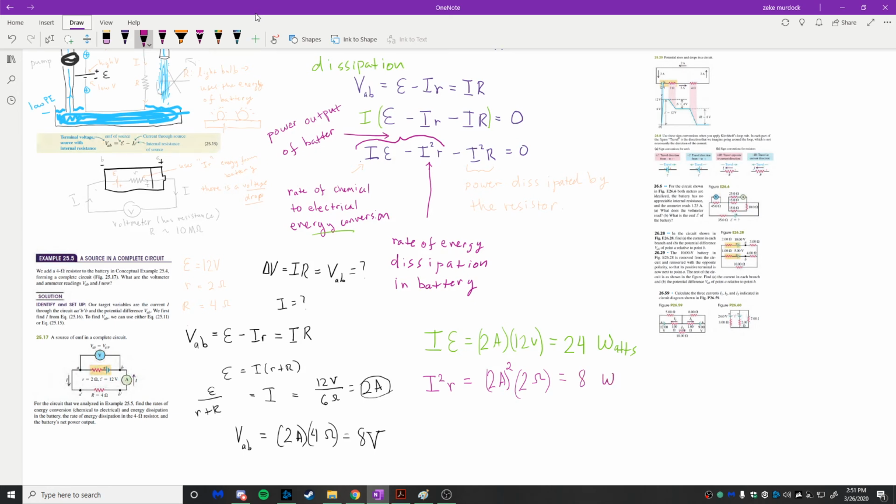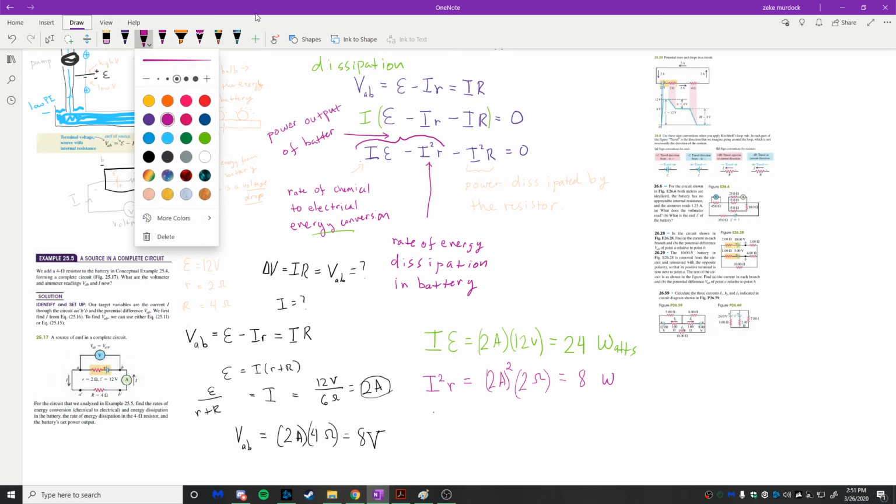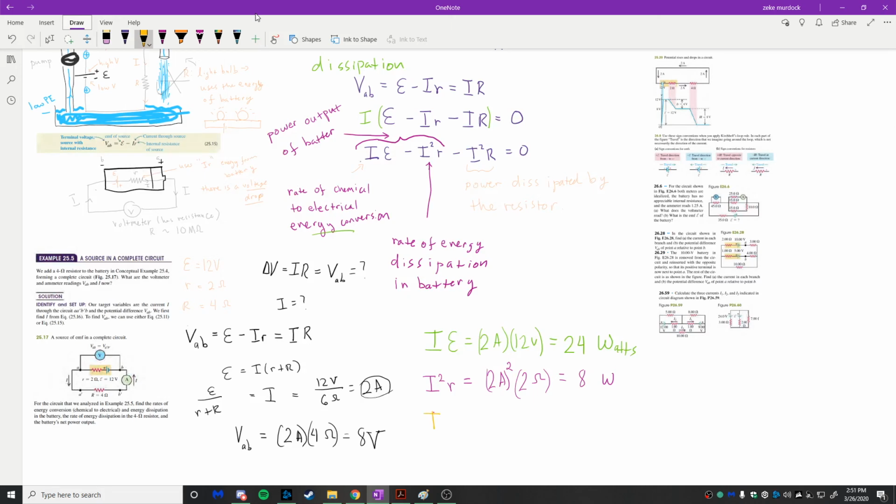So we've got 24 watts would be the ideal power output of the battery. This is how much is consumed within the battery. So the battery heats up and it converts about 8 watts of that energy, right? And then next we have the rate of energy dissipation in the 4 ohm resistor. Well, we'll use orange for that one. That's going to be big I squared times big R.